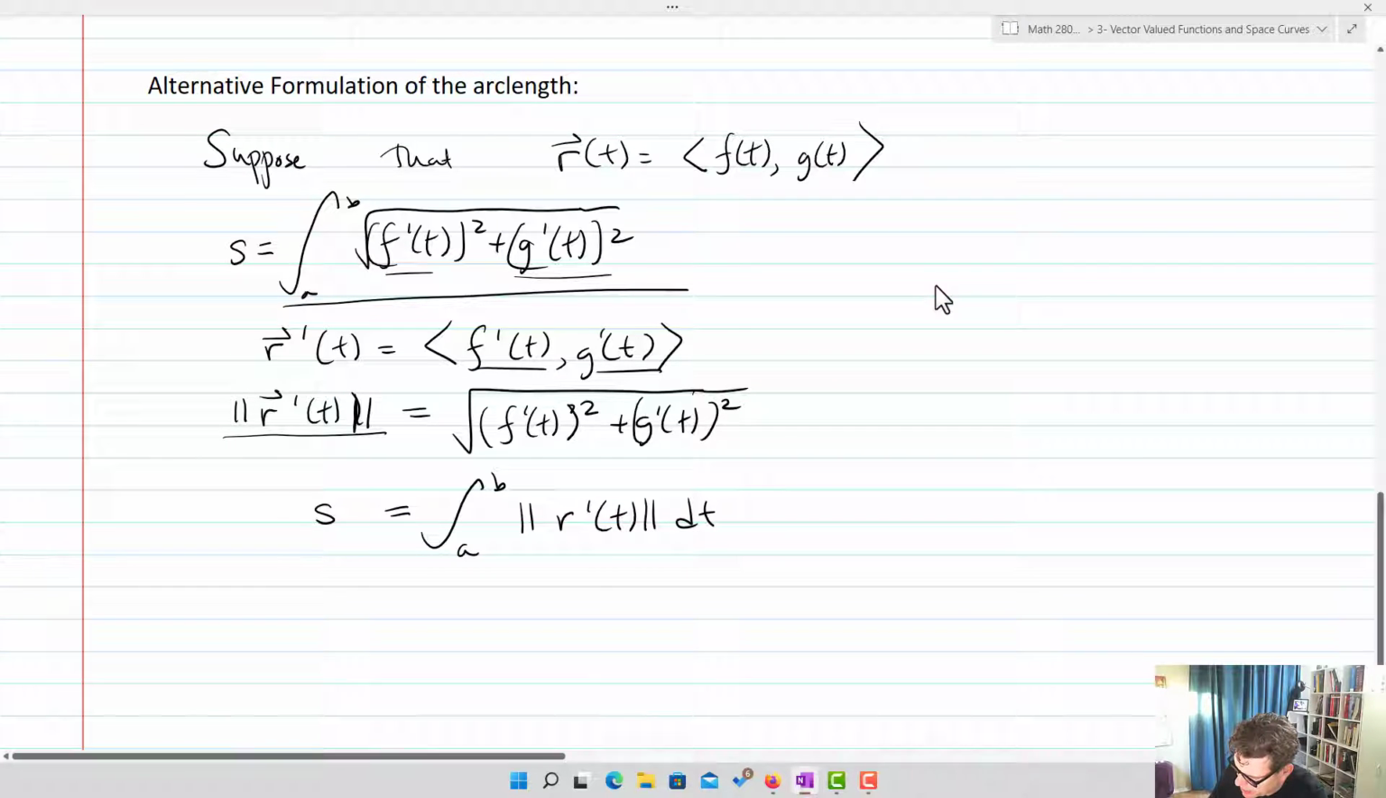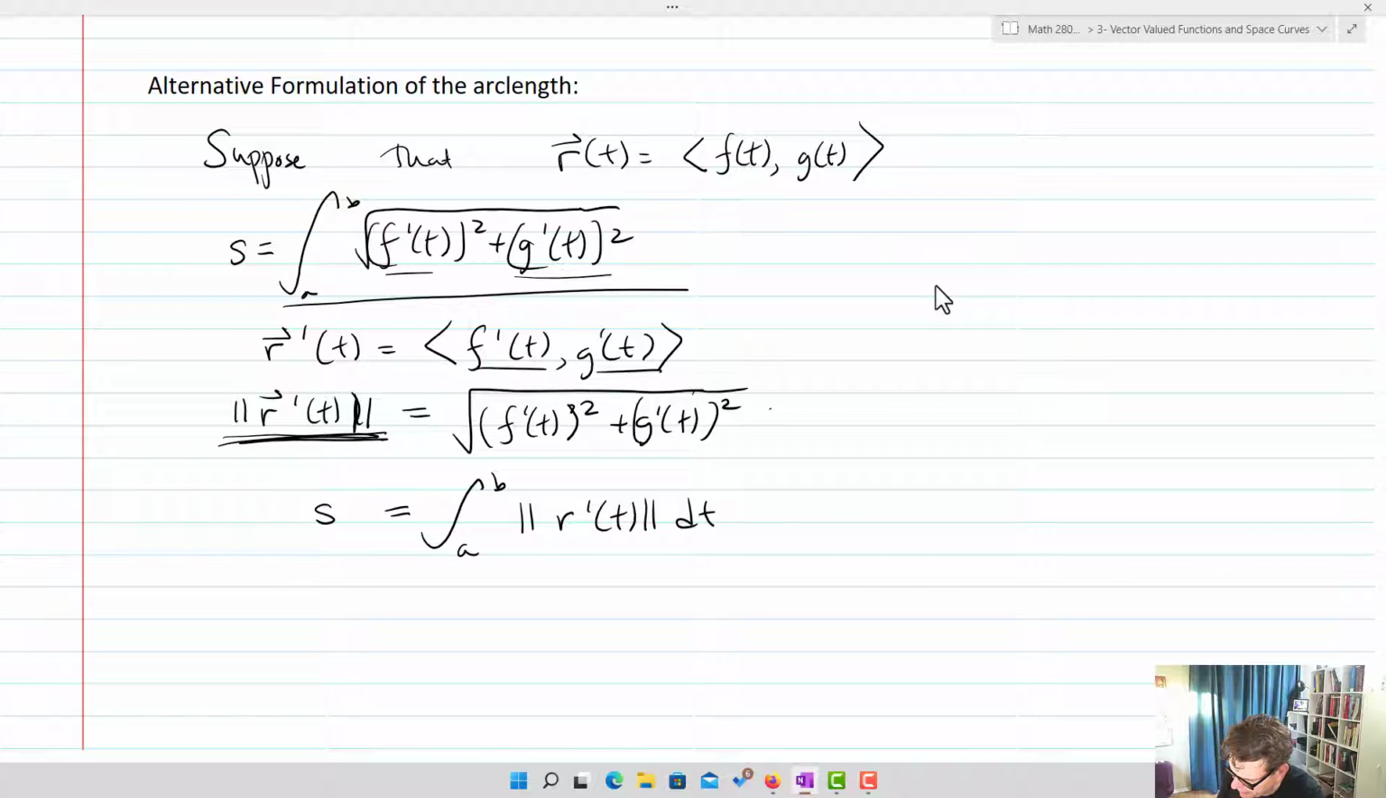And that's it. Excuse me, that's not a dt, but that's just your dt. So notice, just substituting in the magnitude of r prime of t for the square root of f prime of t squared plus g prime of t squared gives me an alternative formulation for my arc length. So I can do it either way. If I'm working from components, I can utilize this form. If on the other hand I have a standard vector, then I can utilize this other formulation.